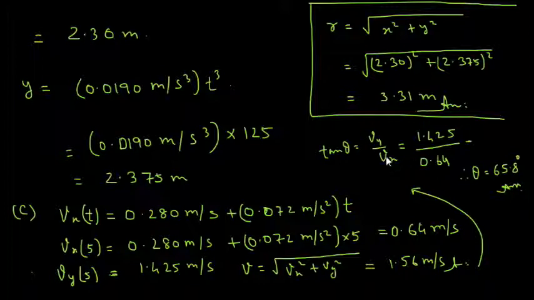So from where we got the value of Vy and Vx? Vy and Vx values we got from here. This is the value of Vx, and this is the value of Vy, and upon solving we got 65.8 degree, the direction, and this is the solution here. Let us move to the next question.